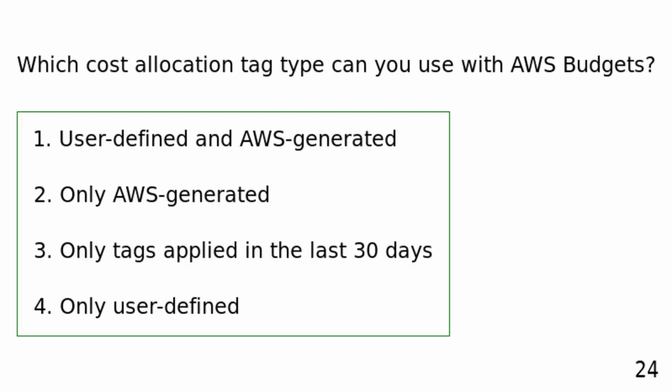Which cost allocation tag type can you use with AWS Budgets? User-defined and AWS generated. Only AWS generated. Only tags applied in the last 30 days. Only user-defined.